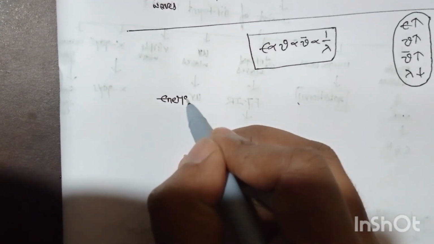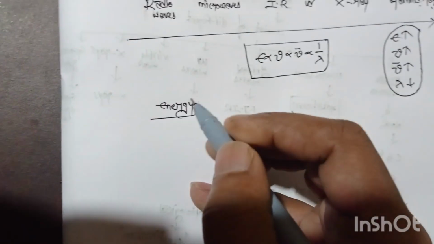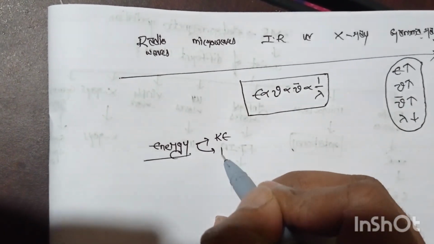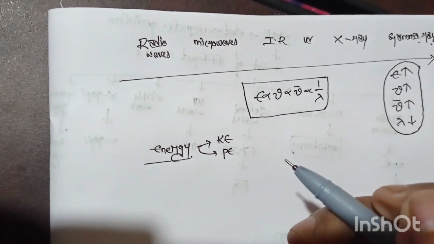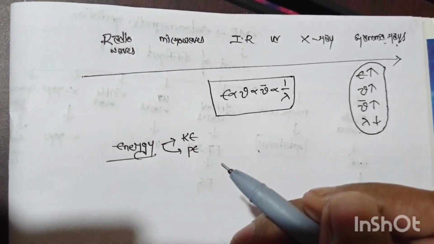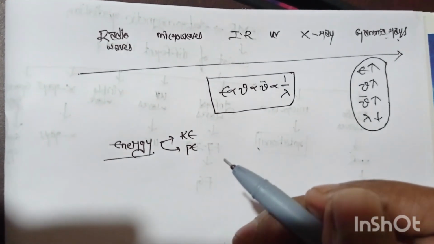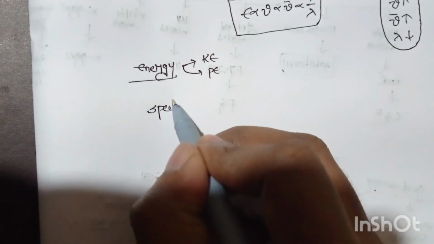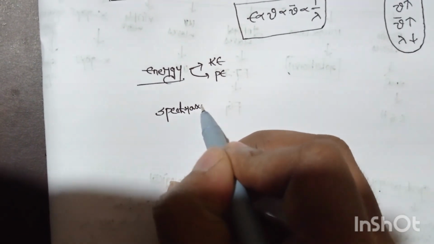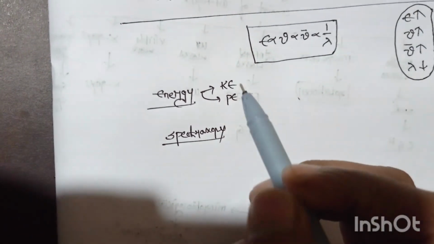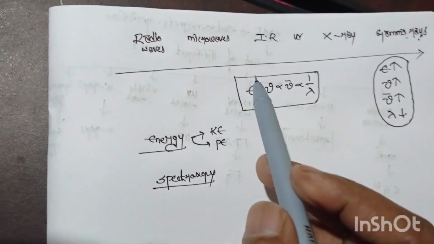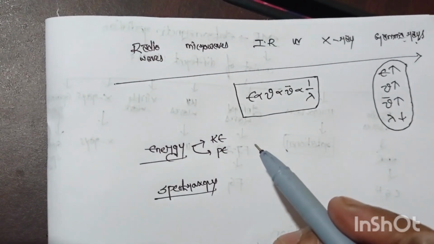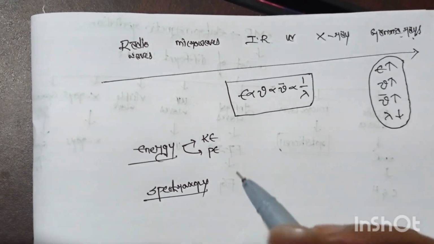Energy has different forms, like kinetic energy and potential energy. So different forms of energy are known to us. So during spectroscopic techniques, while we are using this electromagnetic radiation in the spectroscopic technique, what events take place? Mainly, I discussed this in this video only.